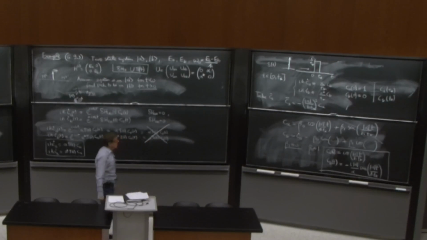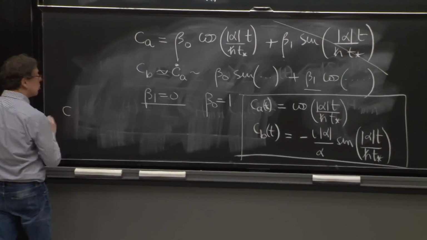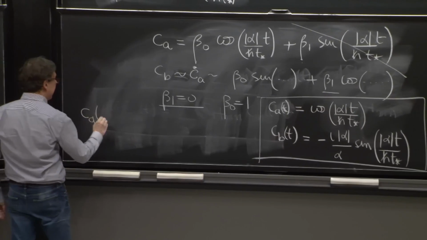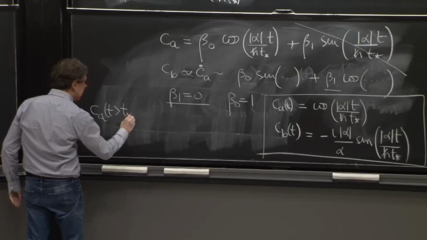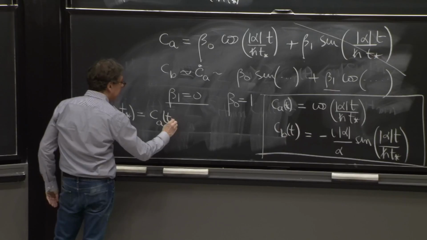And now, what did we want? We wanted to know what are those things for later times, for times t star or more. Now, you cannot use these equations beyond time t star because they assume the delta function is there. So what you have to figure out is what are these coefficients at time t star, and those would be the coefficients at any later time because there's no more Hamiltonian. So CA at t greater than t star is in fact equal to CA at t star.